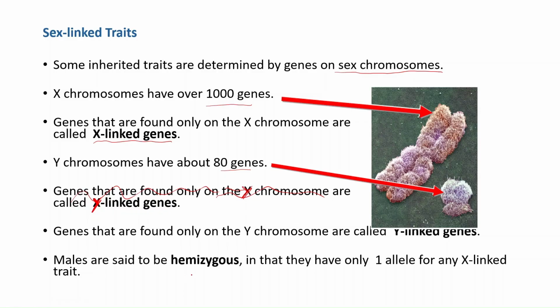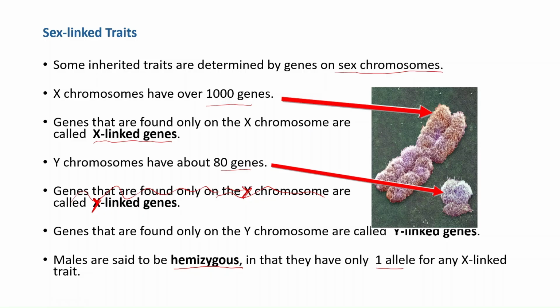Whenever it's an X-linked gene, is a male homozygous or heterozygous? And you say, wait, it can't be either one, because homozygous means two identical traits. Heterozygous means two different traits. But we just said that there's only one X chromosome in the male. So there's a term for that. We call it hemizygous. They have only one allele for X-linked.